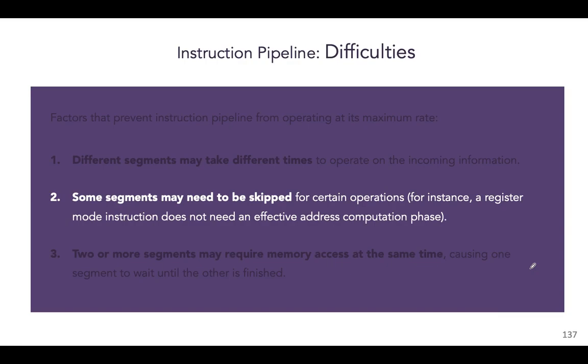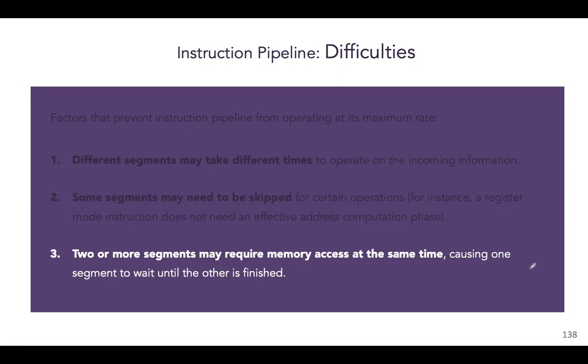So some segments may need to be skipped for certain operations. Again, this is keeping your pipeline from operating at its maximum capacity. And then 2 or more segments may require memory access at the same time.